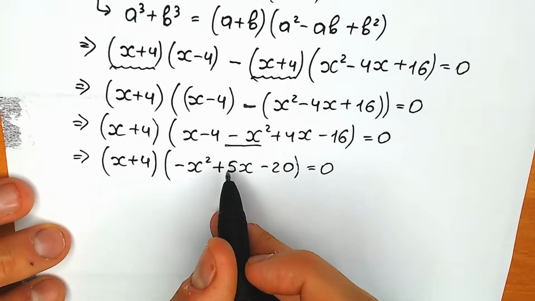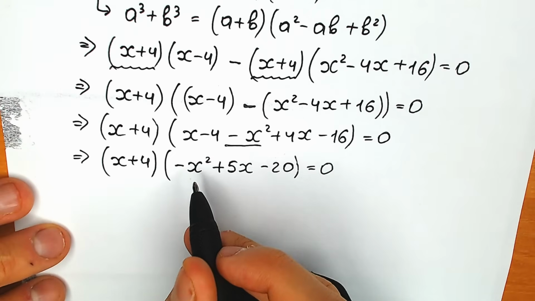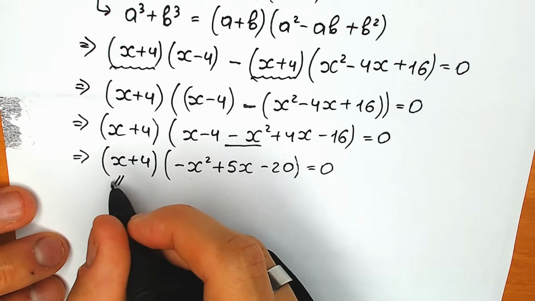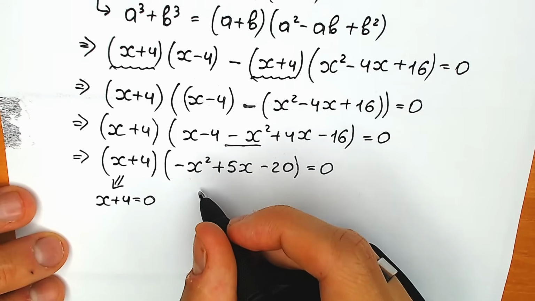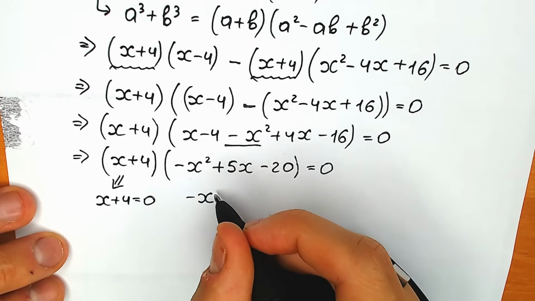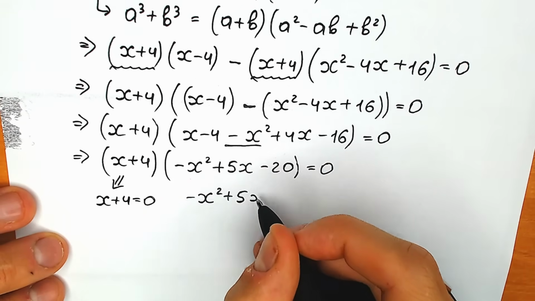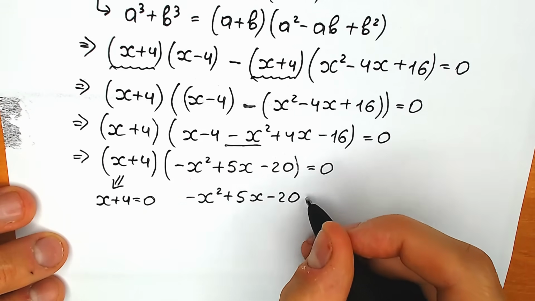Okay, we have a product of two parentheses. So a product of two parentheses is equal to 0 when the first parenthesis is equal to 0. So we have x plus 4 is equal to 0, or the second parenthesis is equal to 0: minus x squared plus 5x minus 20 is equal to 0.